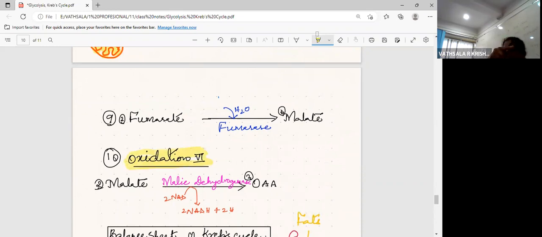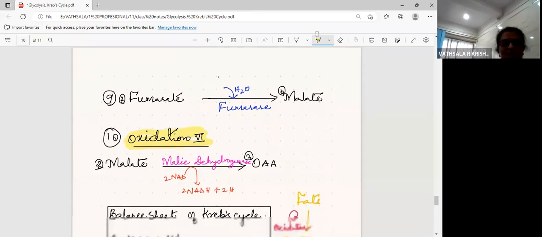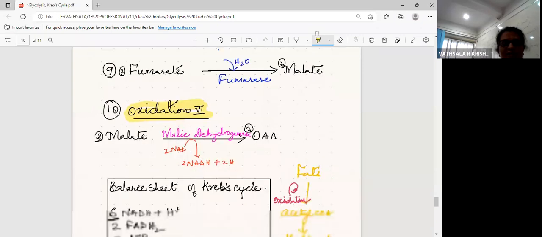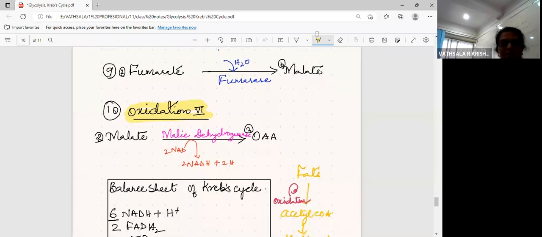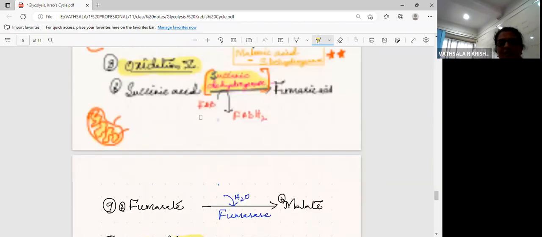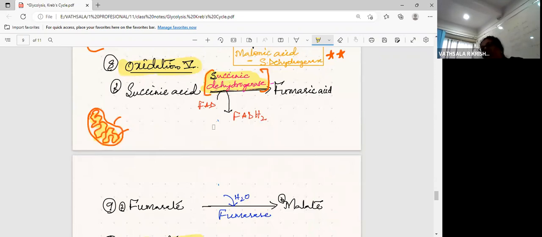That is the cycle, right? Malic acid is converted to oxaloacetic acid, and here also NAD is converted to NADH. Here FAD is formed. This is also oxidation, but here, instead of NAD, it is FAD. That is the important point I told you.